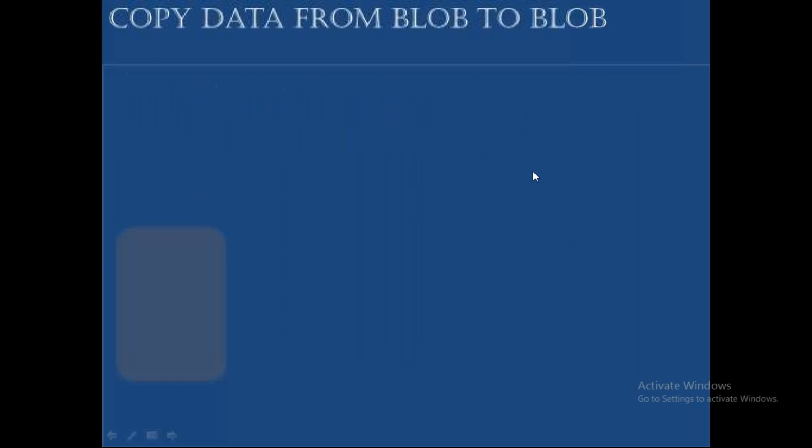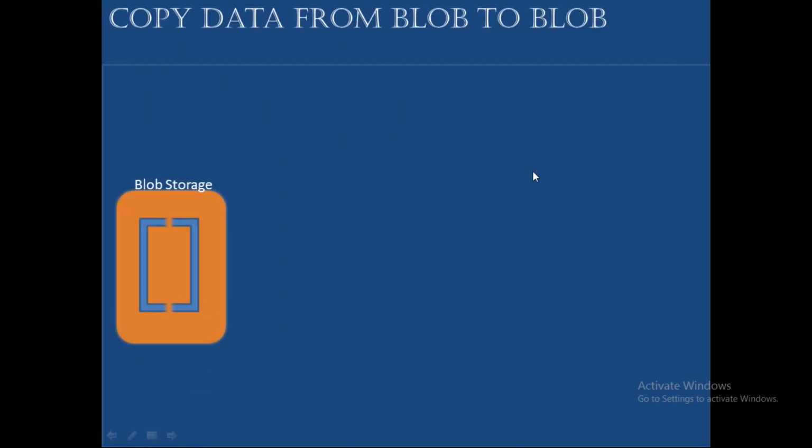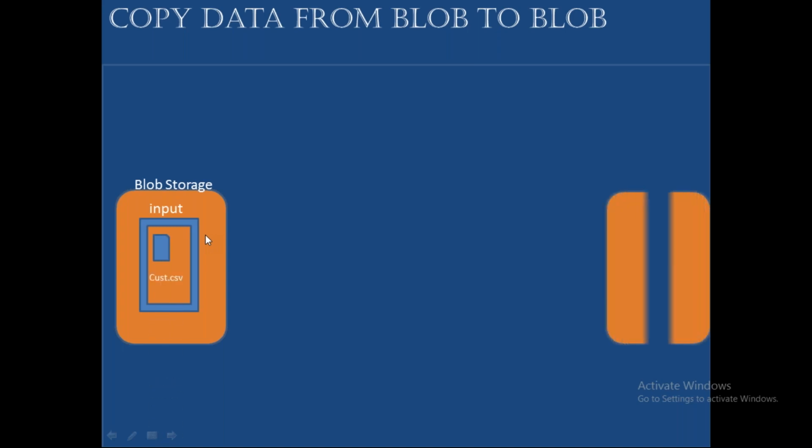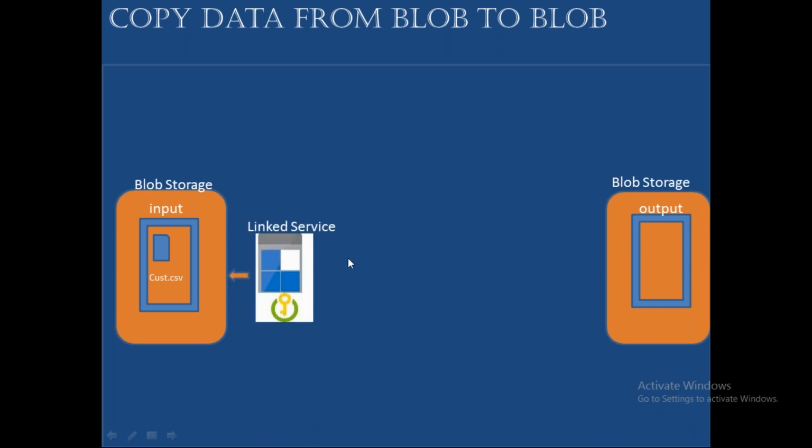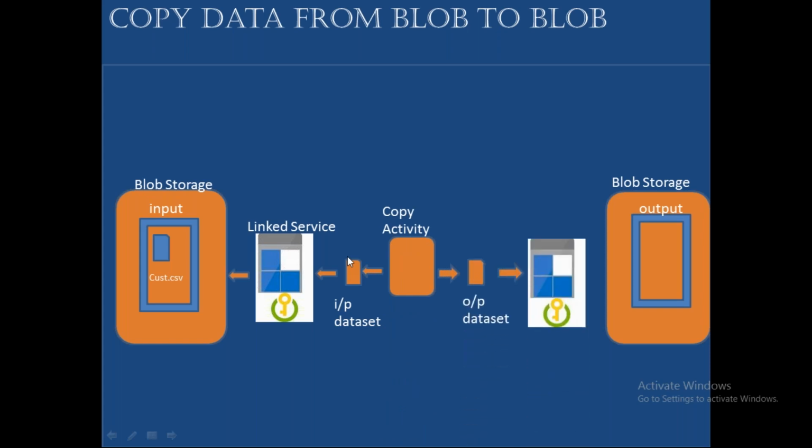Okay, next, copy data from blob to blob. You know, blob storage we have. In blob storage we are going to create some input container. In that we have CSV files. I want to move it into the output container. Then what we need to do? We need to create a linked service. Then we need to create an input data set. Use the copy activity to copy data. Then you create an output data set, two different ways to load this data. Then we need to create the linked service for our target. Once you execute, this data will be loaded into the target output folder.